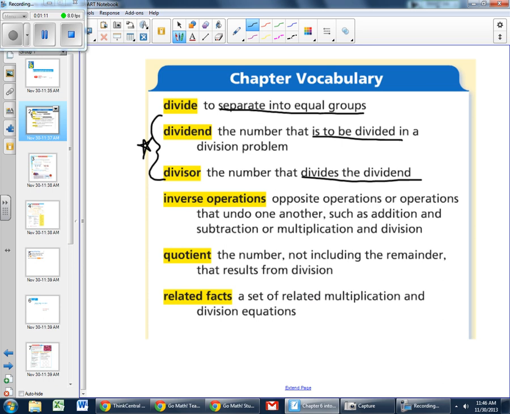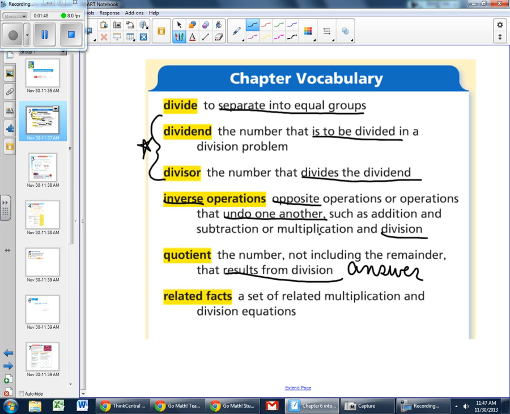Inverse operations is opposite operations. So inverse means opposite, or operations that undo one another, such as addition and subtraction. Okay, those are opposites. And the opposite of multiplication that we did last chapter is division. So inverse operations, opposite operations that you do. A quotient is the number, not including the remainder, that results from division. So results from divisions, it means the answer.